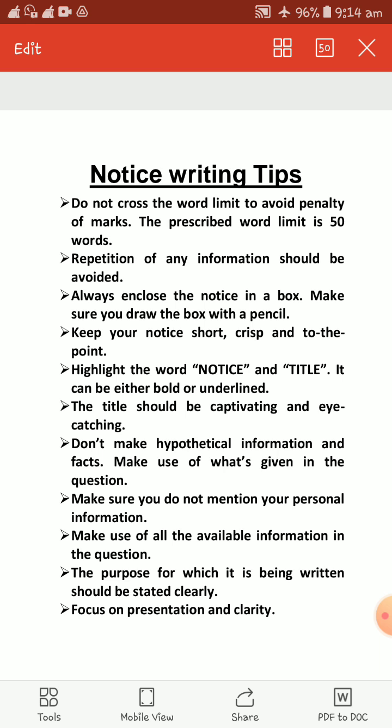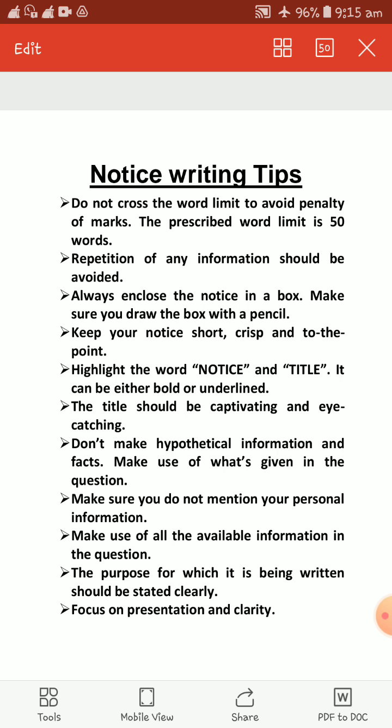And the next and the most important one: focus on presentation and clarity. Your presentation should be top notch. What I'm trying to say is that you have to focus on your presentation and also on your clarity while writing a notice. So I'm just revising the points once again so that you can remember them better.